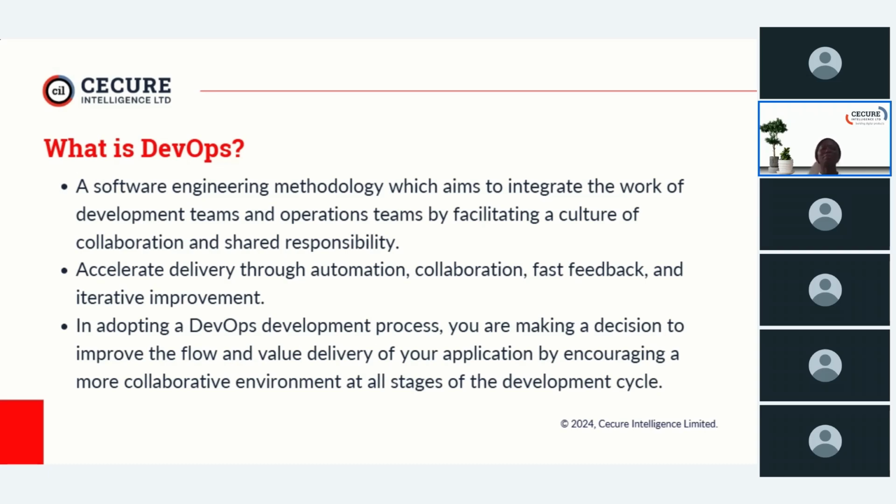So what is DevOps? DevOps is simply the development team and operations team coming together, working together, integrating both. It is a software engineering methodology which aims to integrate the work of your development team and that of your operations team in such a way that they have a culture of collaboration and shared responsibility. Imagine that you're trying to build a solution for your business, and these two teams are supposed to be part of the team that will build the solution for your project.